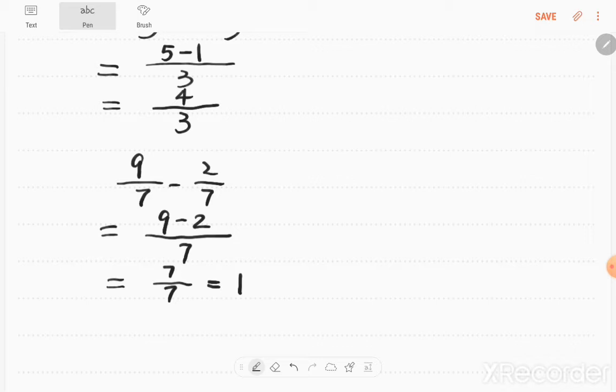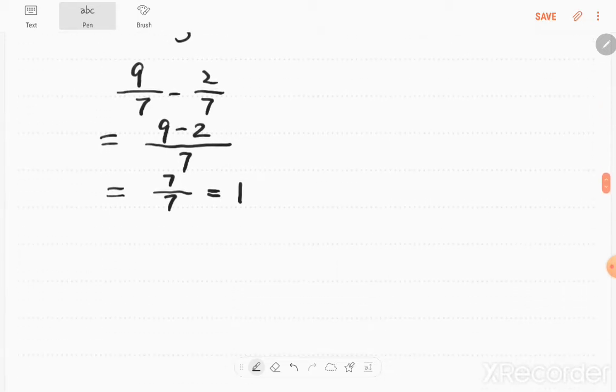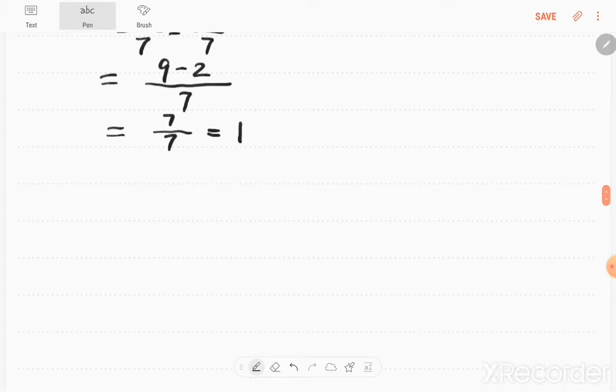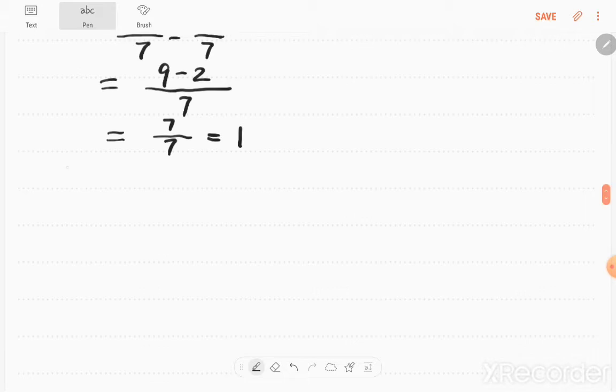So this is the first part, the addition and the subtraction with the same denominator. Of course, most of the time, we do the addition and the subtraction with the different denominator. So first, we should make them to be the same denominator. Let's check this example. This time, we want to do the addition with different denominator.